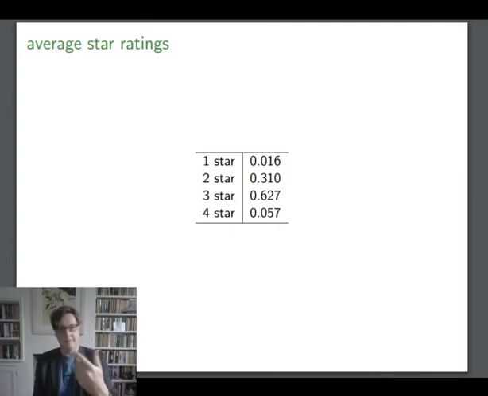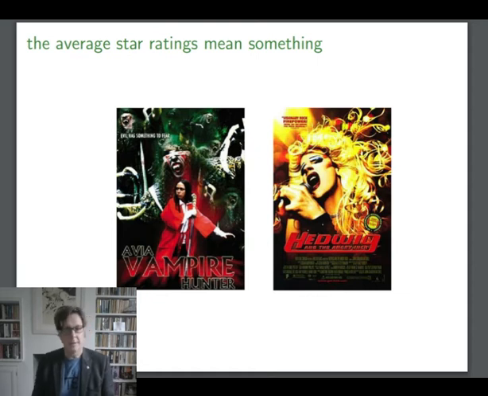But what I saw was that 0.057 of movies, almost 6%, had an average rating of between 4 and 5 stars, and then 0.627 of movies had a rating between 3 and 4 stars, etc. So these things aren't meaningless.